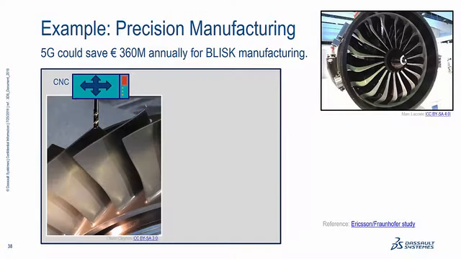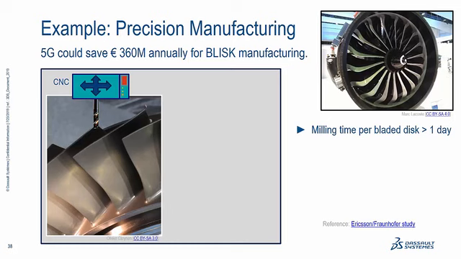Now, one interesting example is from a recent study done by Ericsson and the Fraunhofer Institute. They were investigating the potential of 5G to improve the manufacturing of bladed discs, BLISKs for short, which are key components in aircraft engines. High construction accuracy is absolutely essential. Now, the problem is that to make such a bladed disc, this is done by milling.